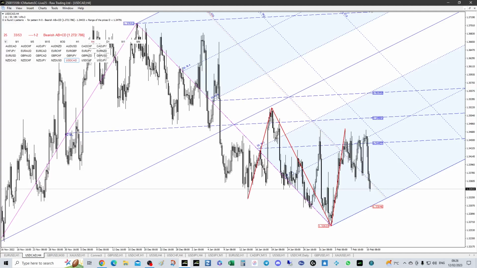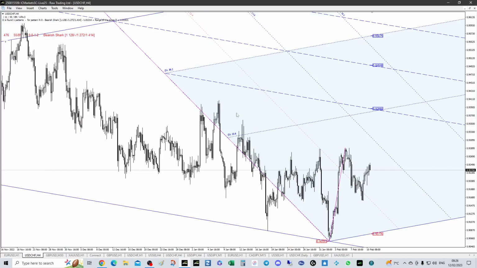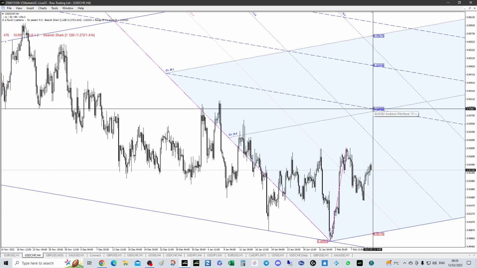Let's look at dollar Swiss. Now, unlike dollar CAD, this is actually, we can say this is trending, and it's trending down. You can see, we've got this descending line. Ascending channel, big distance between resistance and support, 300 pips.